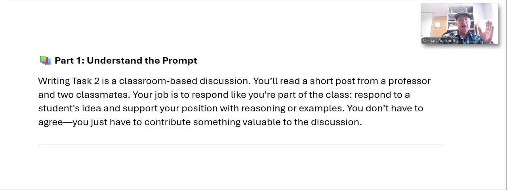Number 1, make sure you understand the prompt. Writing Task 2 is a classroom-based discussion. You'll read a short post from a professor and 2 classmates. Your job is to respond like you're part of the class. Respond to a student's idea and support your position with reasoning or examples. You don't have to agree, you just have to contribute something valuable to the discussion.